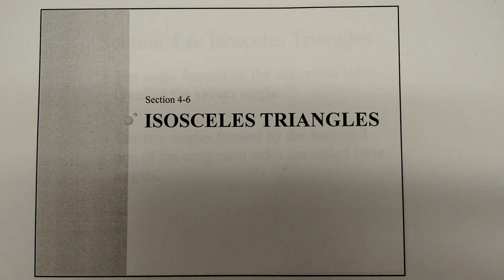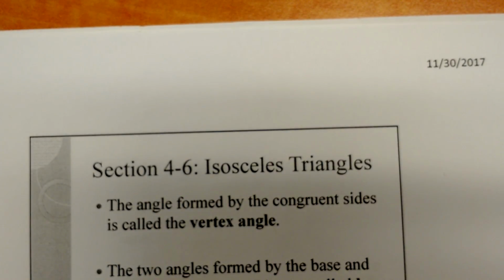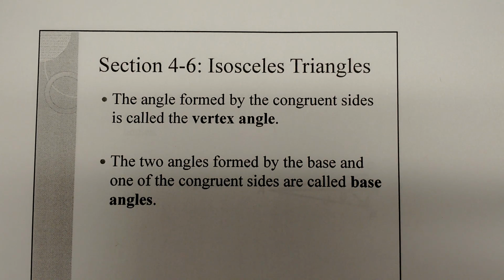Okay, here we have section 4-6, which is the isosceles triangles. So our main idea is in vocab. In an isosceles triangle, the angle formed by the congruent sides is called the vertex, and the angles formed by the base and one of the congruent sides are the base angles.